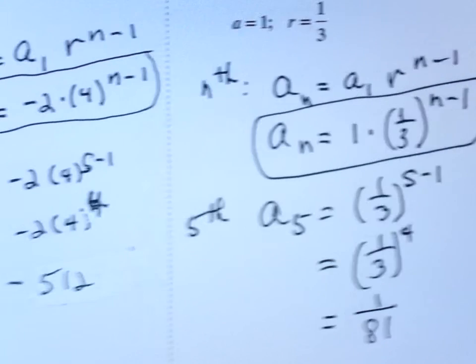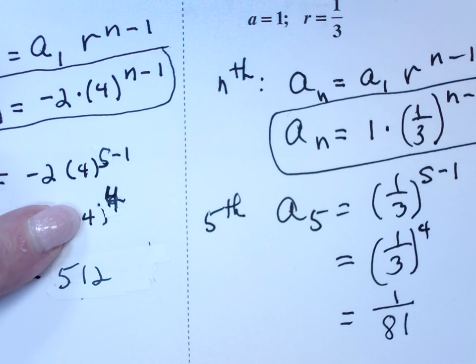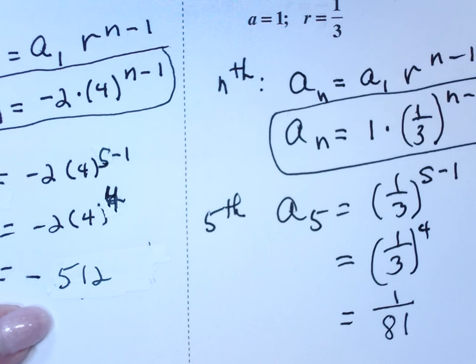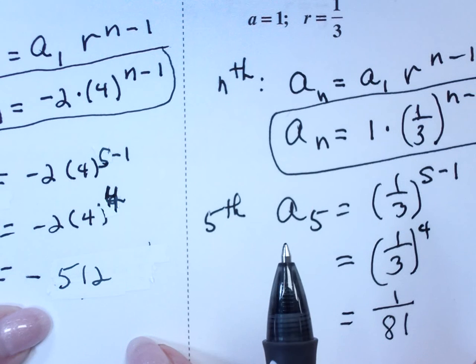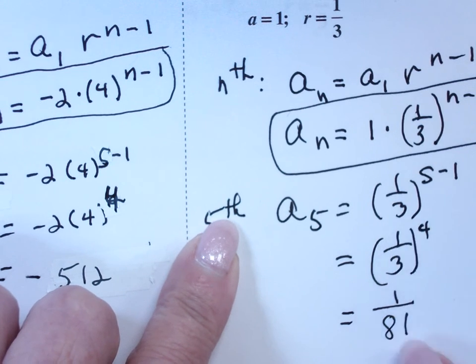What I want you to kind of see is that when r is a whole number, or let's say greater than 1, the numbers get big. If this were a 7, it was 32,000 negative. So they just get bigger and bigger and bigger. And when r is a number between 0 and 1, it's going to get smaller.